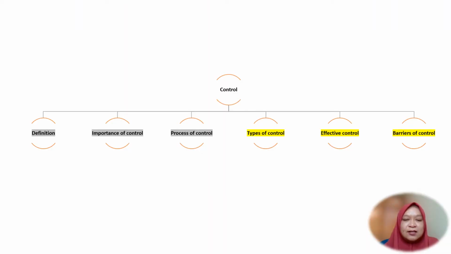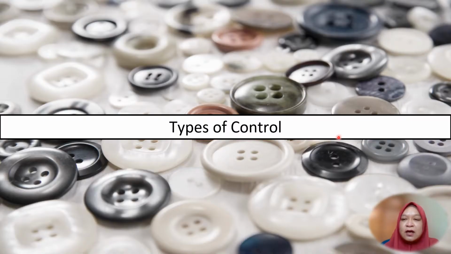So in the first chapter, we already covered the first half of the chapter in the first video. In this second video, we're going to continue until the barriers. Now we're going to see the types of control. In the first video we already saw the process, how we do the control process.